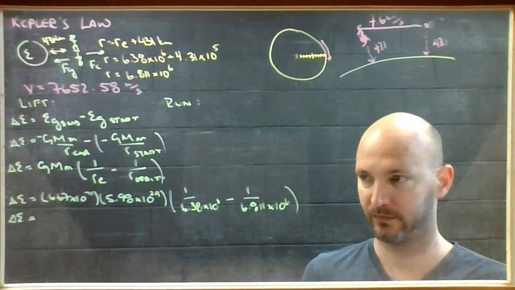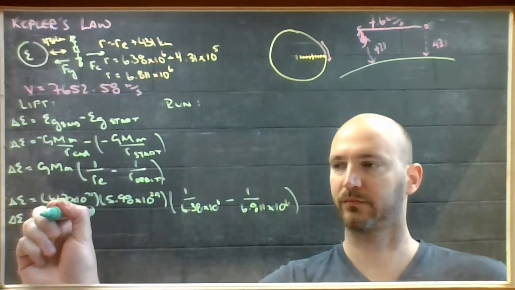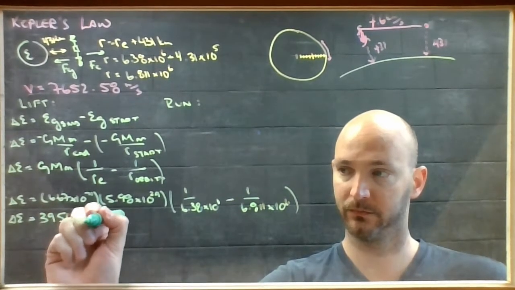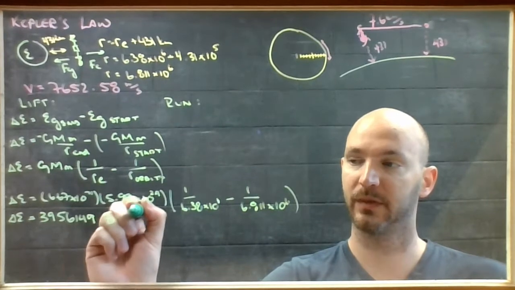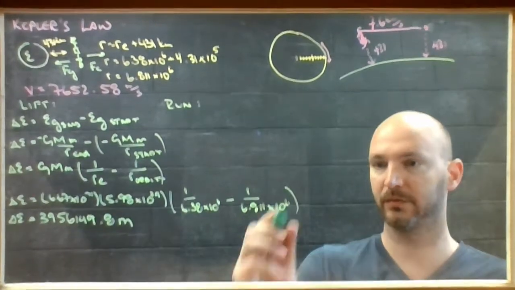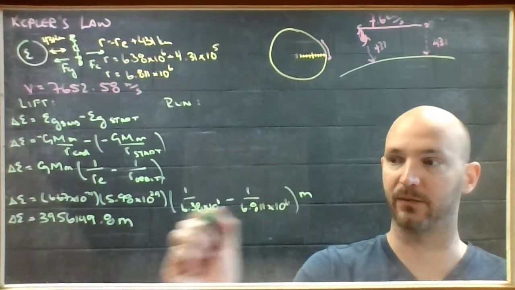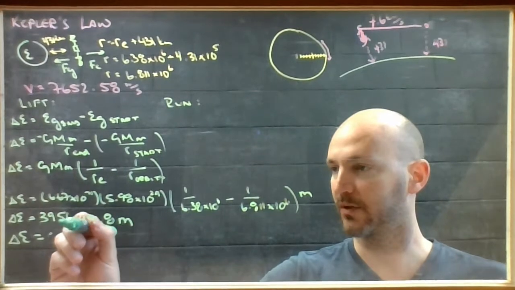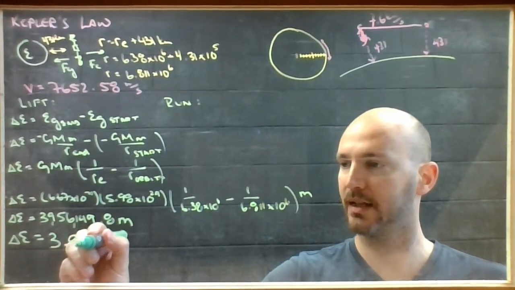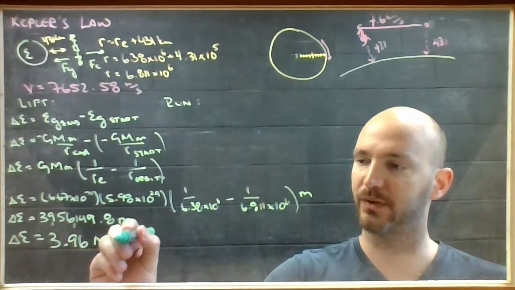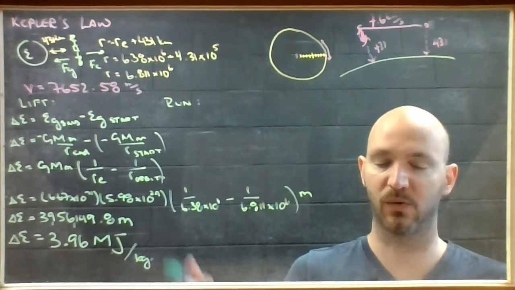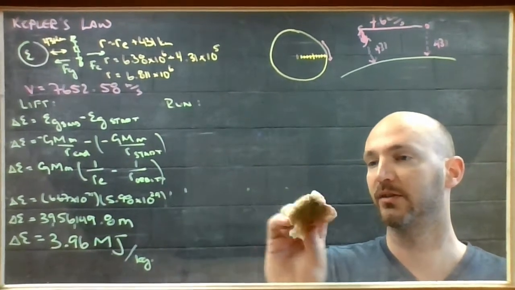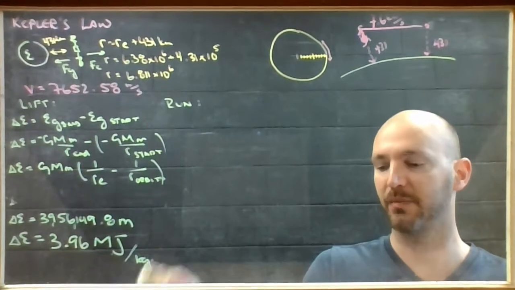3,956,149.8 joules per kilogram. We haven't filled anything in for m yet. That means I need to spend, let's see, metric prefixes, 3.96 megajoules per kilogram in order to lift that object up to the height I want it to orbit at. Just erase this line, so this doesn't take up too much space.